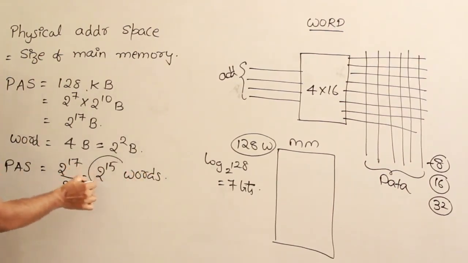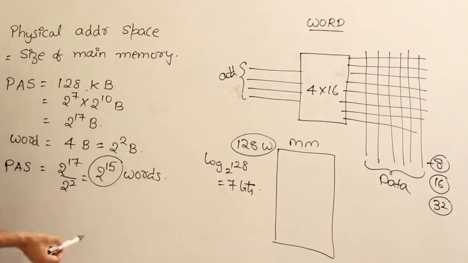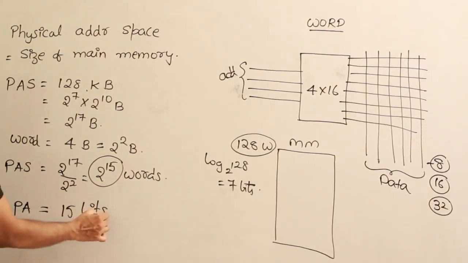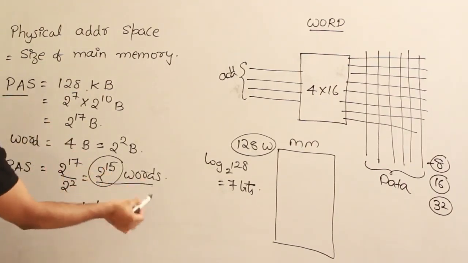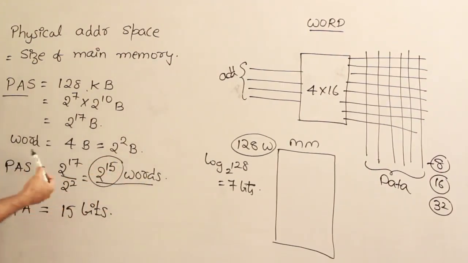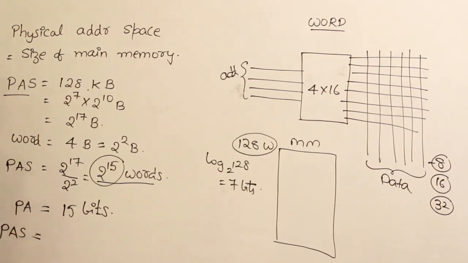And once you find out the number of words, then you can find out the number of bits required in order to address each word, right? If I have 2 power 15 words, then how many bits are required to address each one of them? 15 bits, isn't it? Then in that case, this is called the physical address. Physical address is going to be 15 bits. Got it? So always find out the physical address space in terms of words, and once you find that, you can find out the number of bits required in the physical address, right?